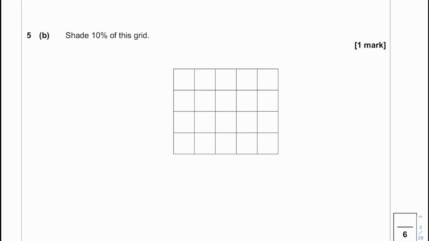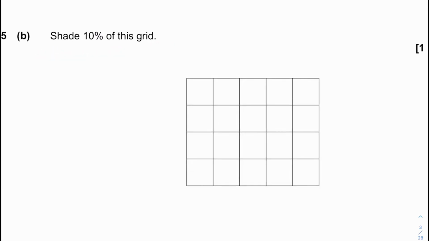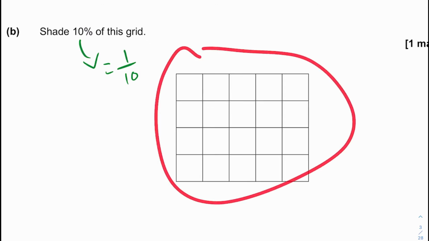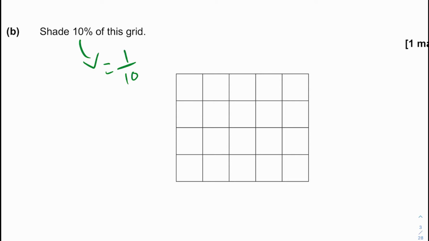Question 5b, we need to shade 10% of this grid. Okay, so 10% is equal to 1 over 10. So we need to find 1/10 of this grid here. So again, we'll count the amount of squares we've got. So we've got 1, 2, 3, 4, 5 along the top, and 1, 2, 3, 4 going down vertically.